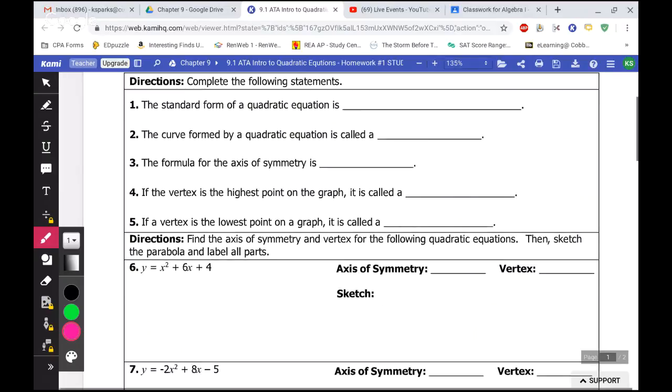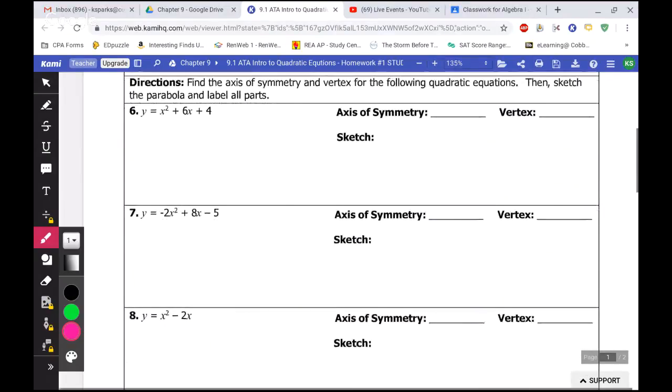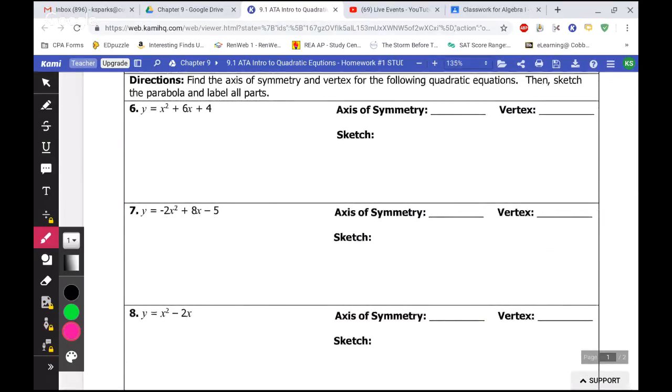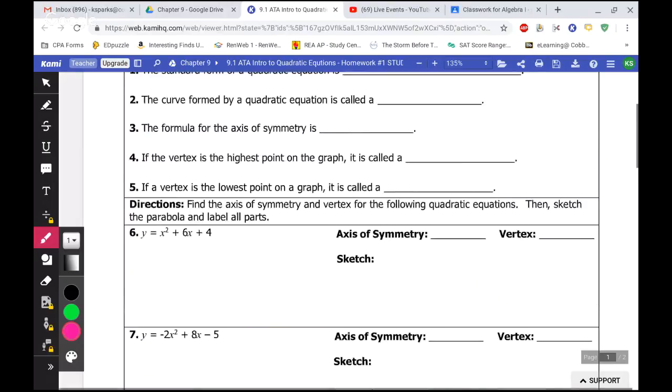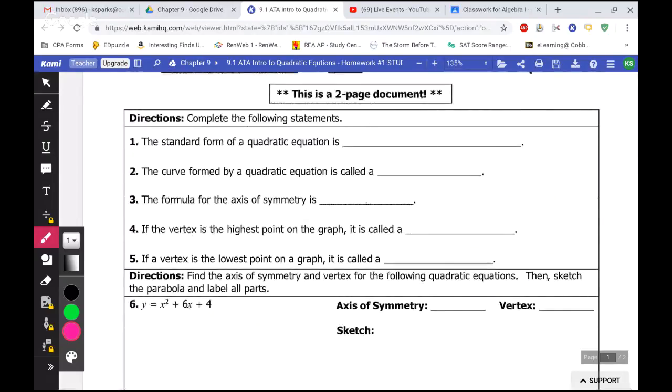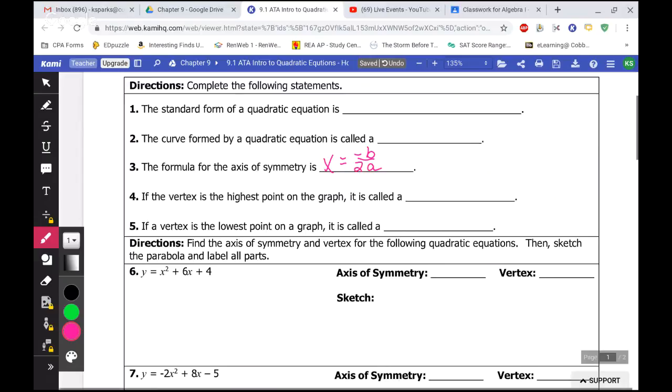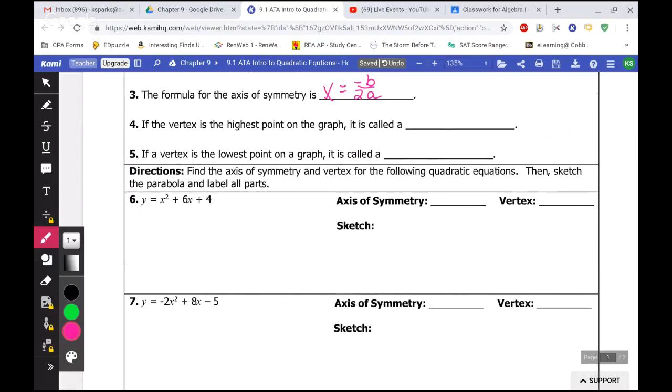Okay. Then I'm just going to start with number 6 and move forward. The first thing that we want to do is do the axis of symmetry. And remember, I'll go ahead and fill that one in. The axis of symmetry always uses this particular formula, the opposite of B over 2A.